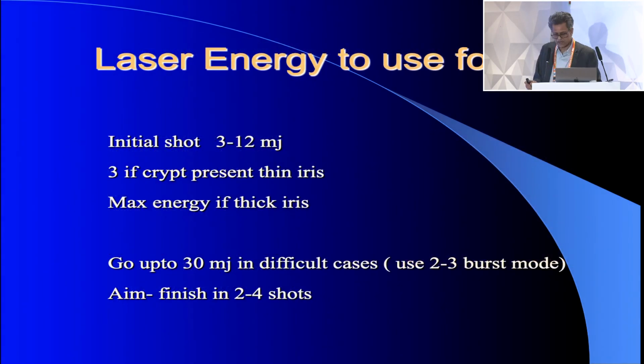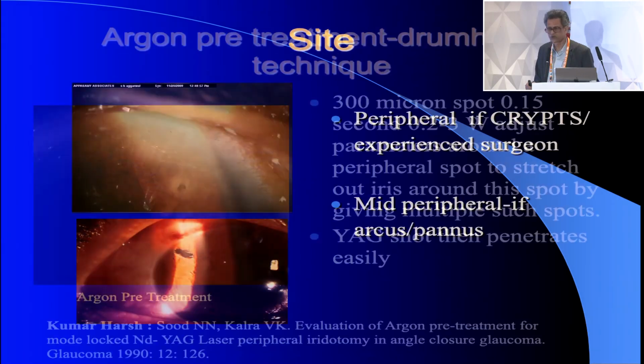So people keep asking how much energy to use. If you have a very fresh laser, obviously even 5 millijoules may be good enough. If you have an old laser, maybe 10 millijoules may not be good enough. The aim is to finish the thing in 3 to 4 shots. If you do it in one shot, you are likely to subluxate the lens sometimes. But if you do it very slowly, there will be just chipping of the iris, and there will be all pigment in the anterior chamber, and you can't do anything then. So be careful about what you are doing.